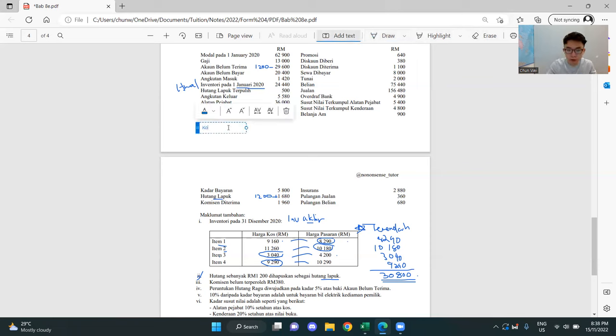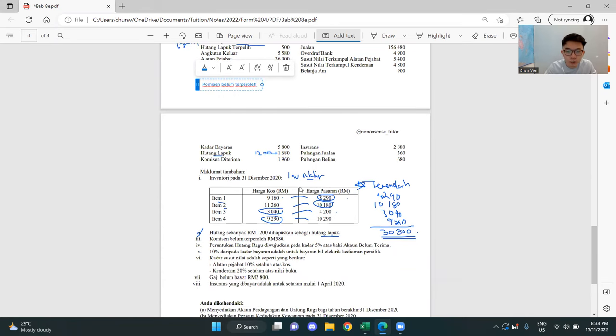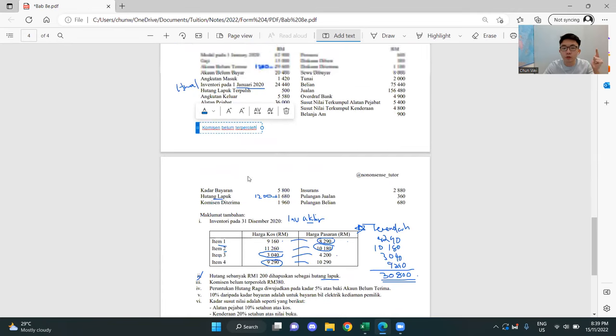Okay, so here, normally what I'll do is I'll write down here in this empty part so that I remember that there is a commission belum terperoleh that I have to record later. Because sometimes you might be too lazy to go through all this maklumat tambahan again, because it takes time to read them again and again. So the easy way is, after you read this soalan and the maklumat tambahan, you understand what to do, then you write it out.